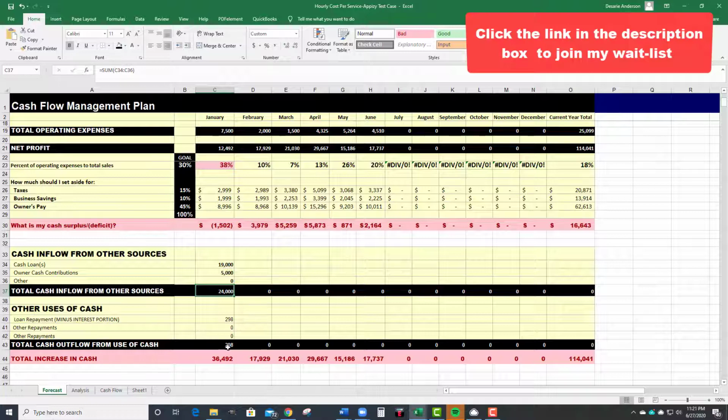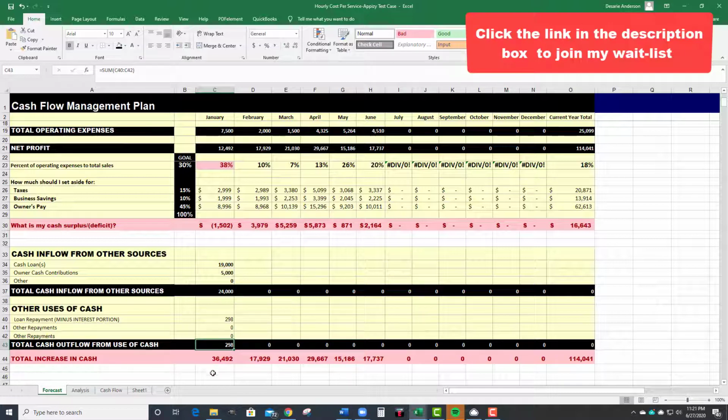Okay, and here is the cash outflow. The cash outflow would be your loan repayments. So you have a loan for $19,000 and you repaid that loan in January, or not all of it, but you repaid the principal for $298. So that's the cash outflow. Then you have other repayments here. So you can plug in whatever you want here. And then this gives you your total outflow for the month.